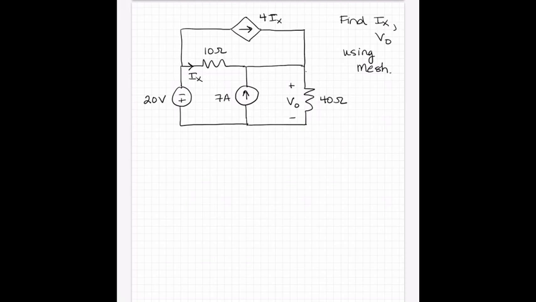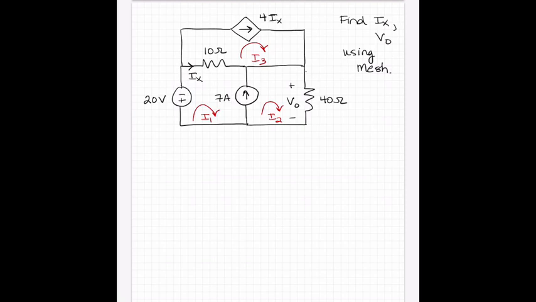All right, so mesh currents. I'm going to put I1 here, I2 here, and I3 here. It does not matter which way you order these. It doesn't matter if the top one is I1. There's nothing specifically correct about the order that I'm going in.